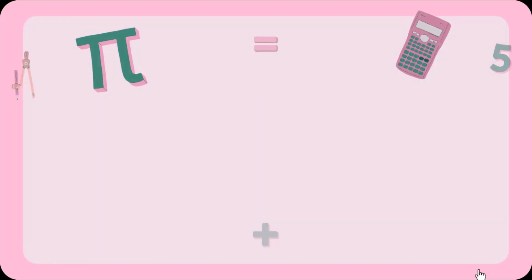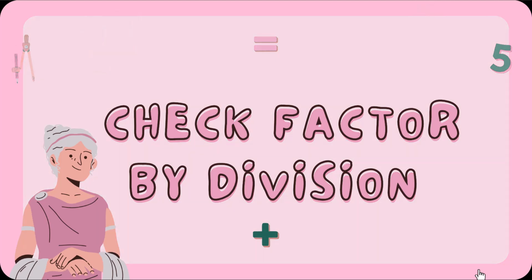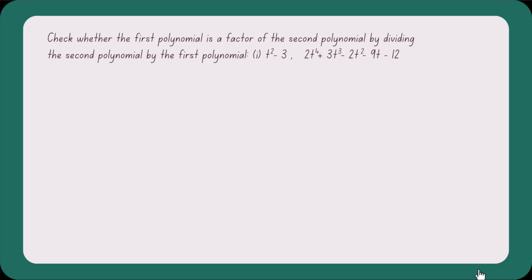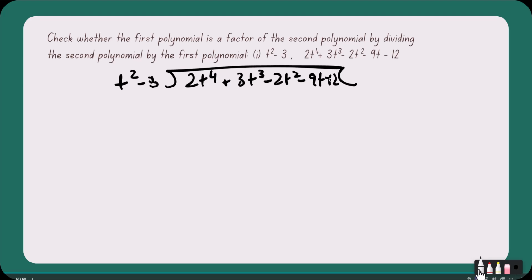The next question we have, how to check factors by division. So we learned division. When is it a factor? Very simple, when the remainder is 0, correct? So when the remainder is 0, it is a factor. So we'll just divide and check whether it is a factor or not, right? So we have t square minus 3. Let's see what's inside. We have 2t raised to 4 plus 3t cube minus 2t square minus 9t minus 12.